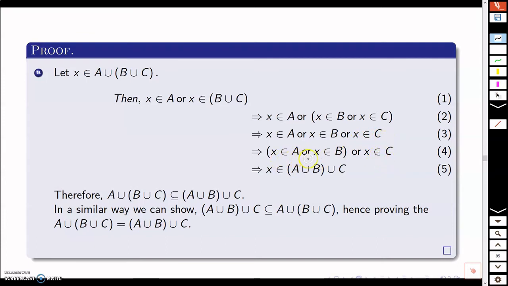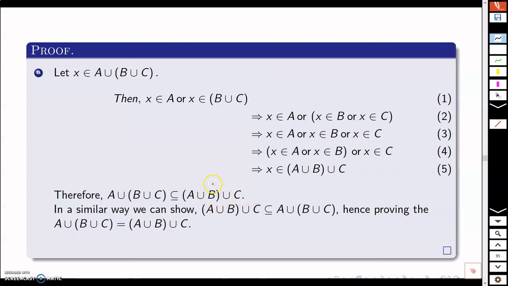Now when I say X belongs to A or X belongs to B, this means X belongs to the union of A and B, or it could be in C also. That means X belongs to the union of these two, A and B, or to C. That means X lies in (A union B) union C. So what did we prove? We proved that A union (B union C) is a subset of (A union B) union C.